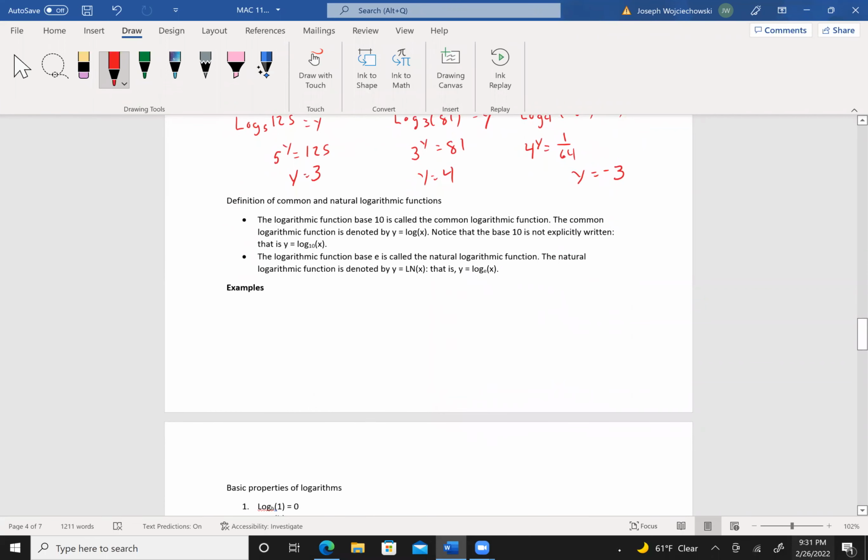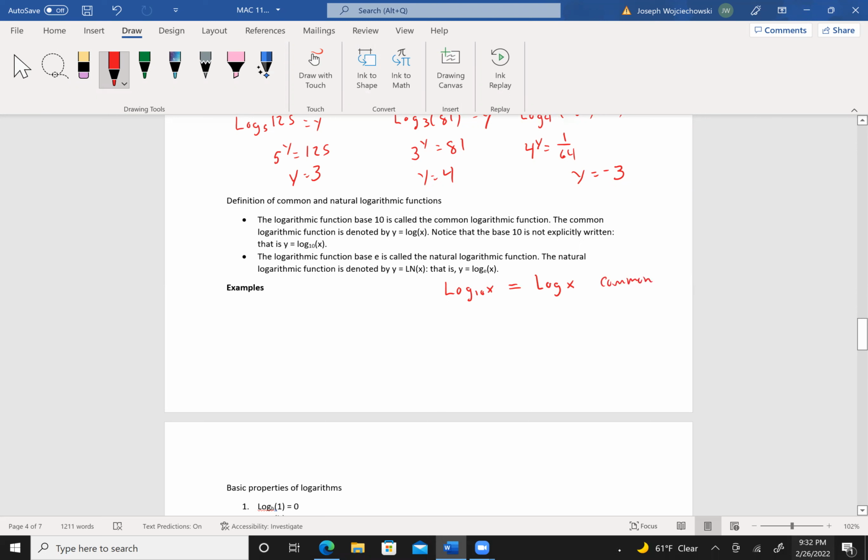Okay, next up we have what's called common and natural logarithms, which you've probably seen. The logarithmic function base 10 is called the common logarithmic function. It is denoted by y equals log of x. Notice that the base 10 is not explicitly written. So essentially, the log base 10 of x is the same as the log x. It's understood that the base is 10. That's called the common logarithm.